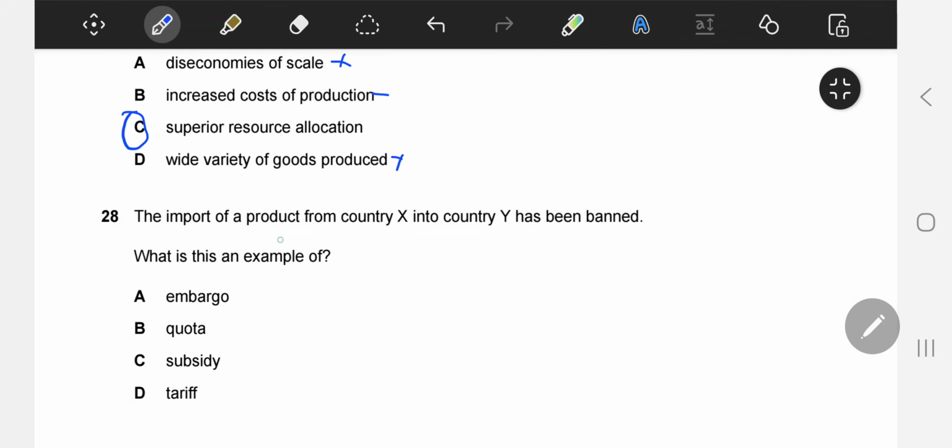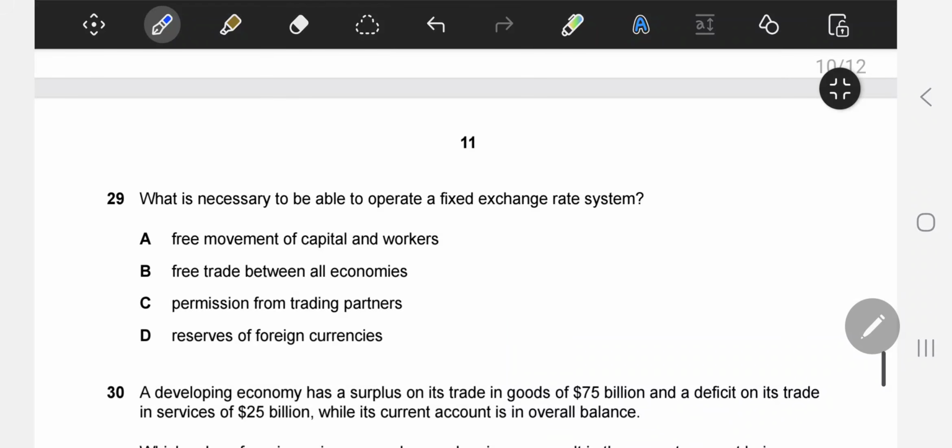28, the import of a product from country X and into country Y has been banned. What is this an example of? This is an embargo. You don't need to worry so much about that. It's just a content question. 29. Okay, what is necessary to be able to operate a fixed exchange rate system? You need a lot of reserves to do this, so you need a lot of foreign exchange reserves in foreign currencies. So that would be D.